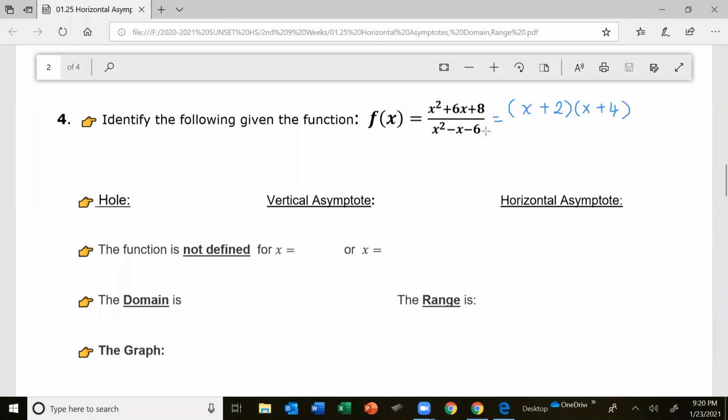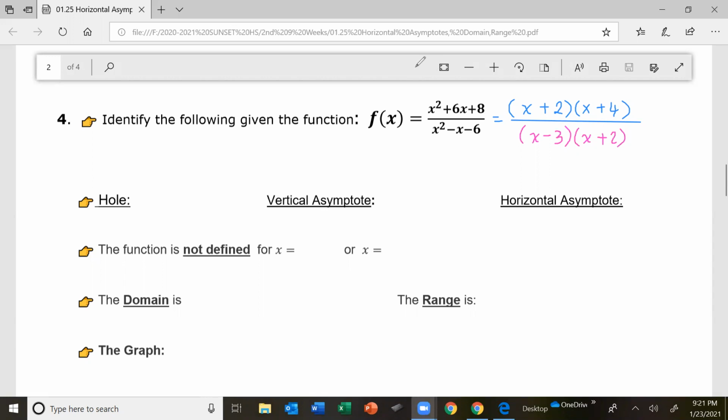And then we are going to do the same process for the denominator, the bottom, okay? We are looking for two numbers that multiply to negative 6, but when you add, you get negative 1 right here. So that's more negative, so we're going to have x minus 3. Sorry about that. x minus 3 times x plus 2. So we can see right here, negative 3 times 2 is negative 6, and negative 3 plus 2 gives us the middle term, which is negative 1. So that works.